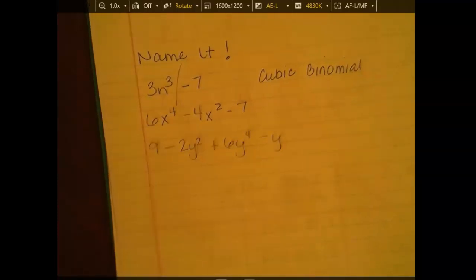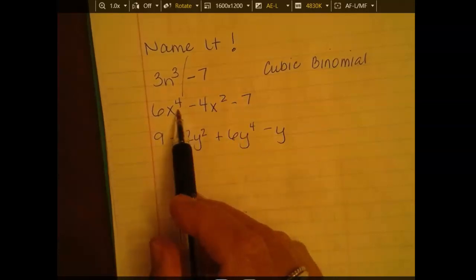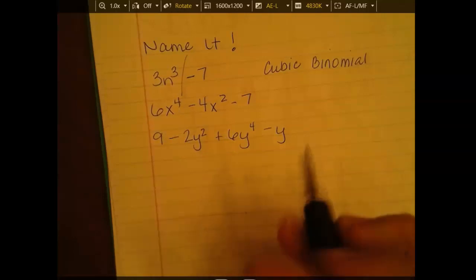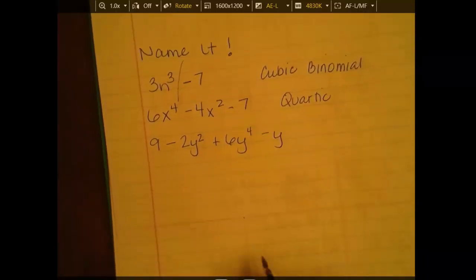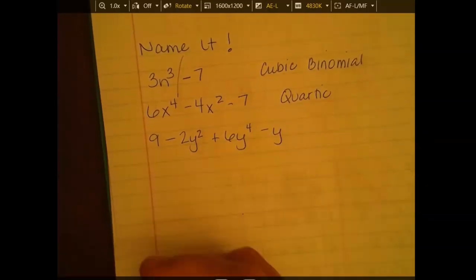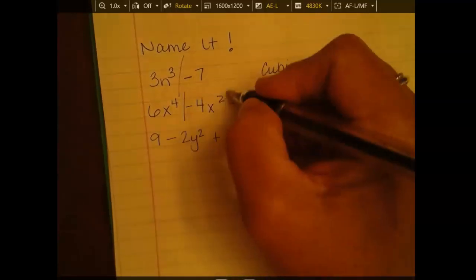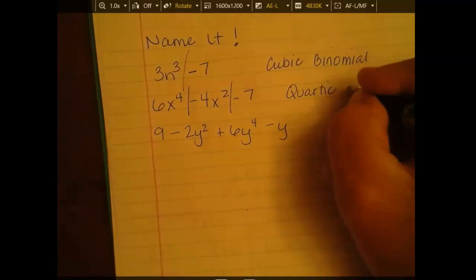Next one, 6x to the 4th minus 4x squared minus 7. The highest exponent is 4, which is quartic. Now I count the terms. If I want to split it, I split it in front of each plus or minus. So right here, and then I count the parts. 1, 2, 3. So that makes this a trinomial.